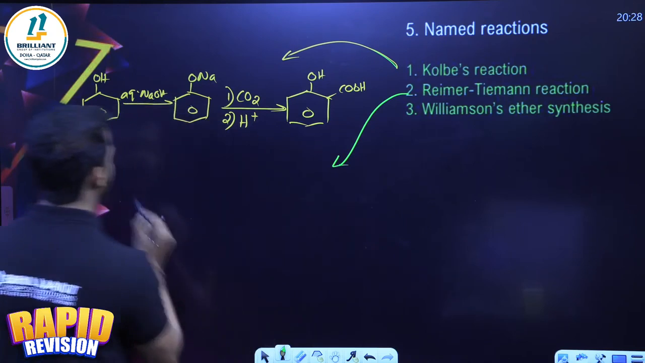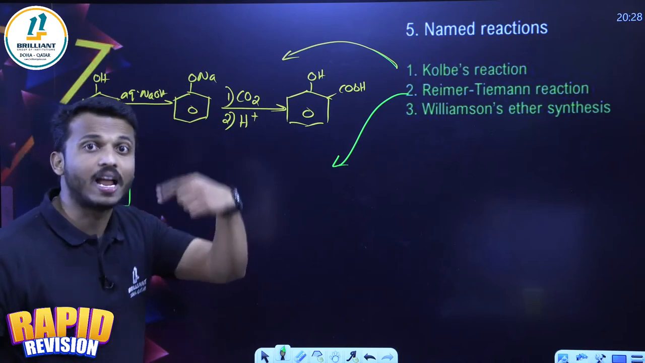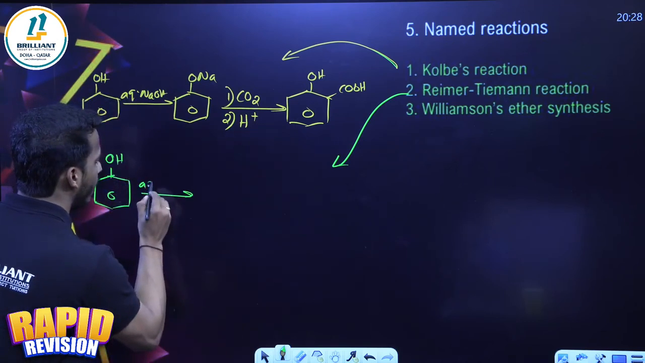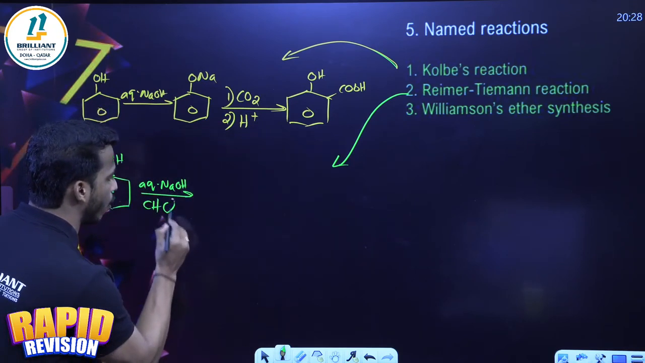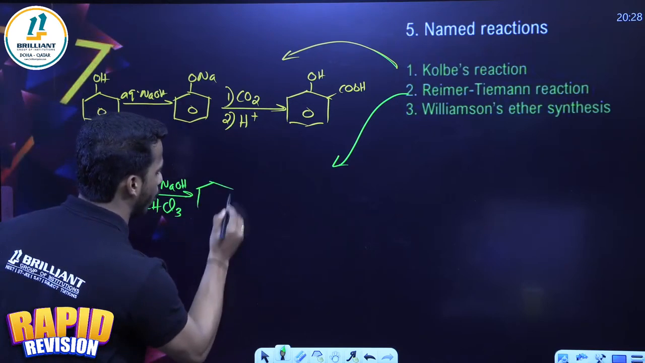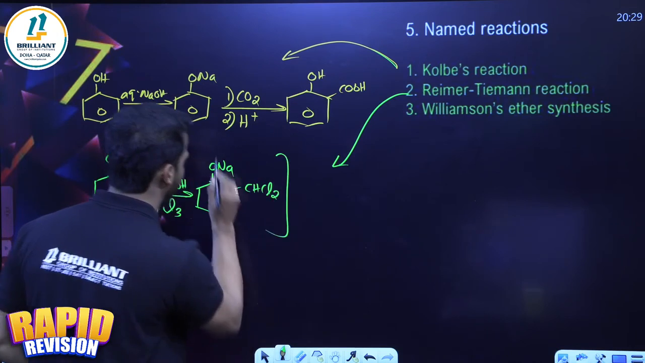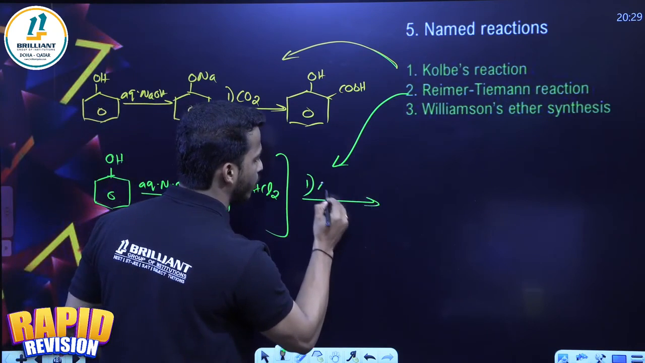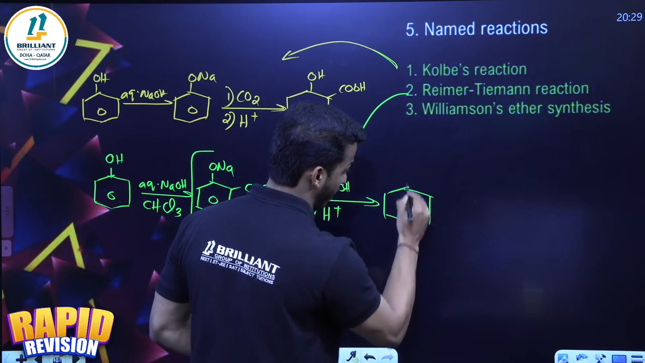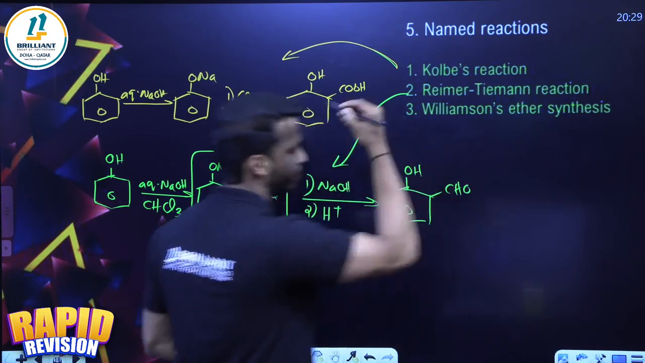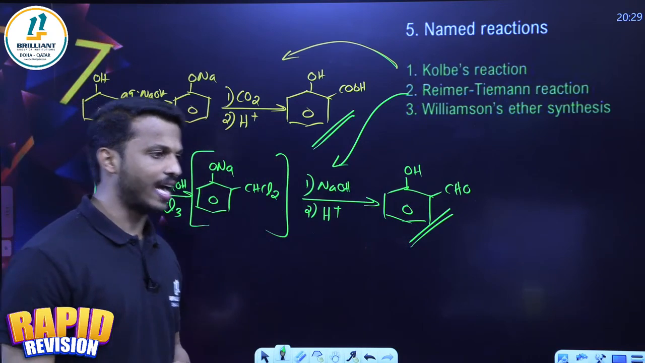What is the Reimer-Tiemann reaction? In the Reimer-Tiemann reaction, the starting material is the same, phenol, but the product is salicylaldehyde. Here also we are treating with aqueous NaOH, but one thing extra, chloroform, CHCl3. If you use chloroform, you will get ONa and CHCl2, an adduct like this. When it is first treated with NaOH and secondly with acid, you will get the product with OH and CHO. This is salicylaldehyde.